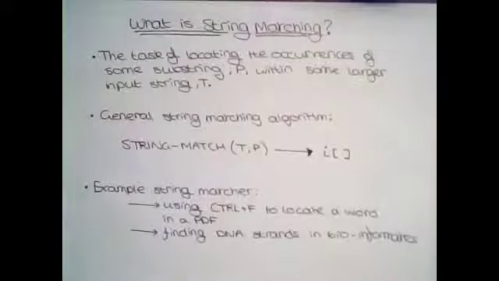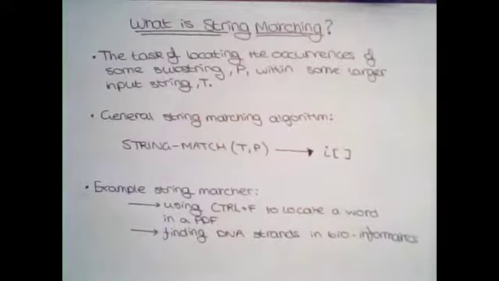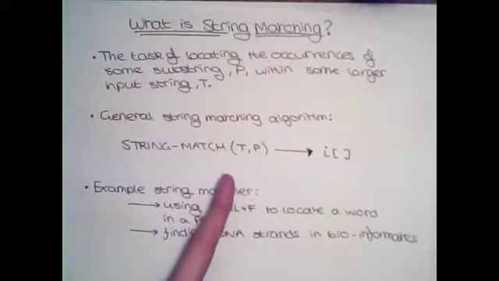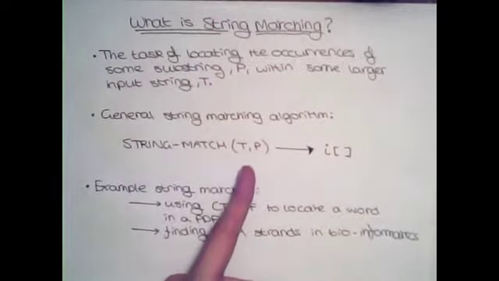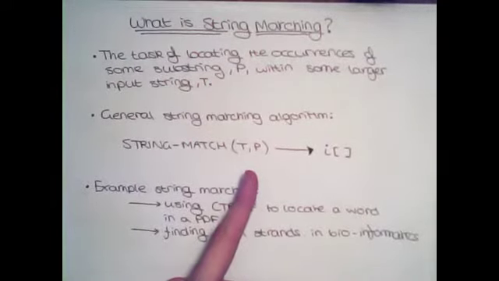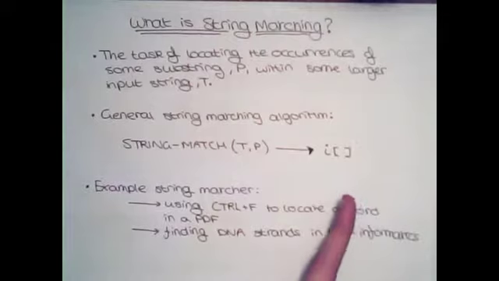complexity of the algorithm. String matching is the task of locating the occurrences of some substring P within some larger input string T. The general string matching algorithm has the following format. StringMatch(T, P) produces array I. Here T is the large input string and P is the substring that we are trying to locate within T. The algorithm returns array I, which contains all of the indexes within T where P occurs.